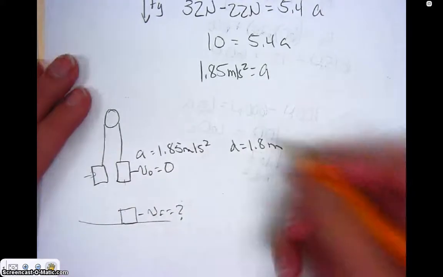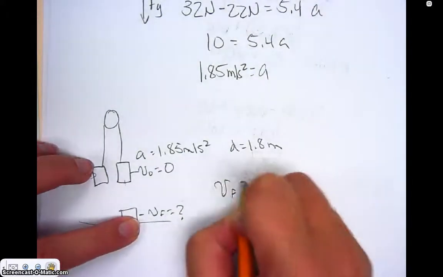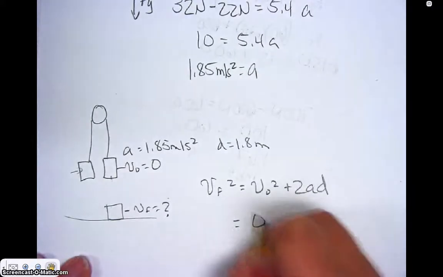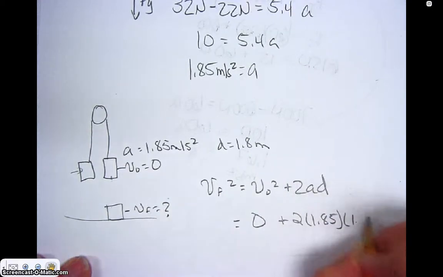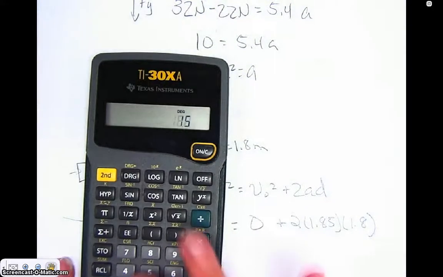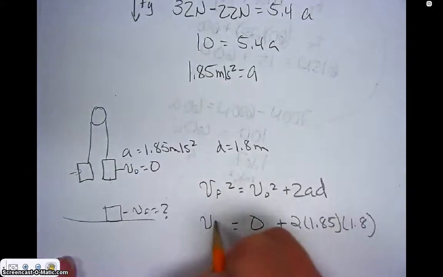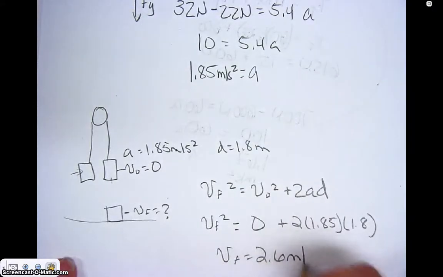Let's plug and chug. We want to solve for v final, so I'm going to use v final squared equals v initial squared plus 2ad. So we have 0 plus 2 times 1.85 times 1.8, and then square root. So velocity final is about 2.6 meters per second.